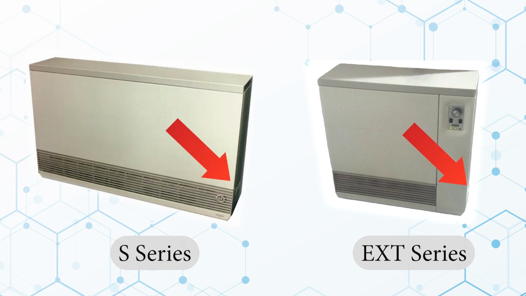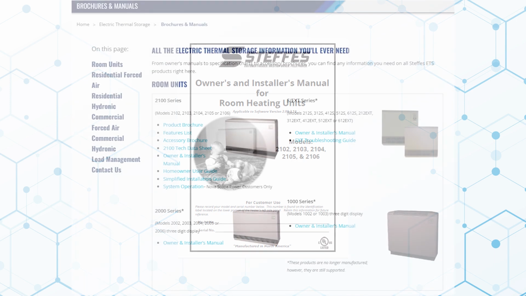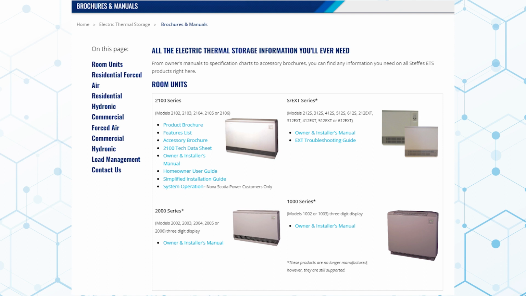The S series and the EXT series serial tag can be found on the bottom right side panel, towards the floor of the heater. For additional information, please refer to your owner's and installer's manual. You can download a manual for your heater on our website at steffes.com.